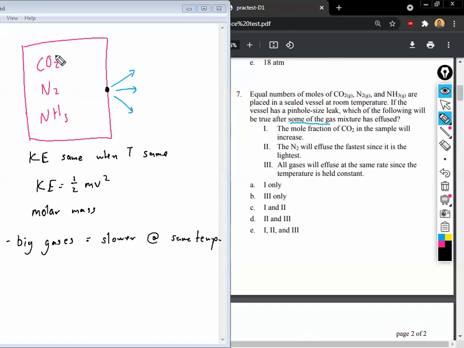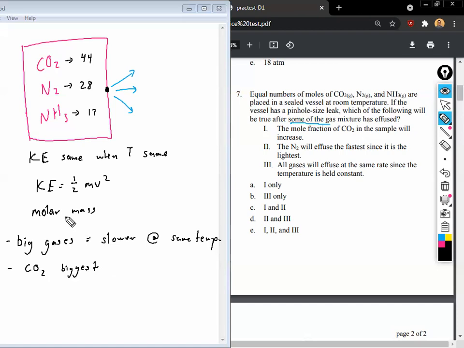So if we take a look at these gases, which one of these gases is the biggest? Yes, CO2. If you take a look at the molar mass, it's 44. Nitrogen gas is 28, and ammonia right here is 17. So that means CO2 is the biggest.